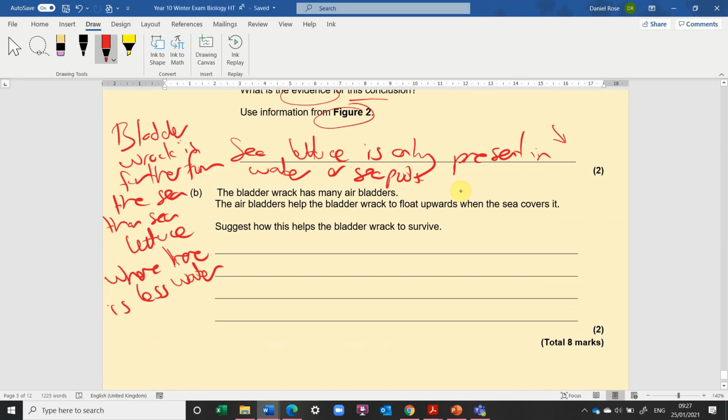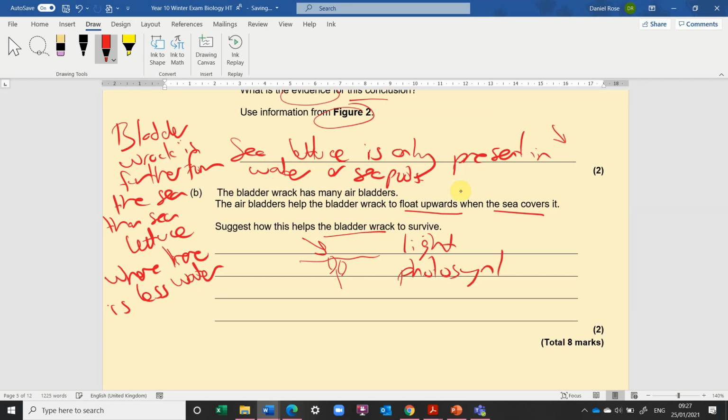Bladderwrack has many air bladders, and they help the bladderwrack to float upwards where the sea covers it. Suggest how this helps a bladderwrack to survive. So just think about it, it's in the sea, we've got our bladderwrack near the surface. What's near the surface? Well, it's photosynthetic, isn't it? It's a seaweed, so there's more light. 2 points to help it photosynthesize.